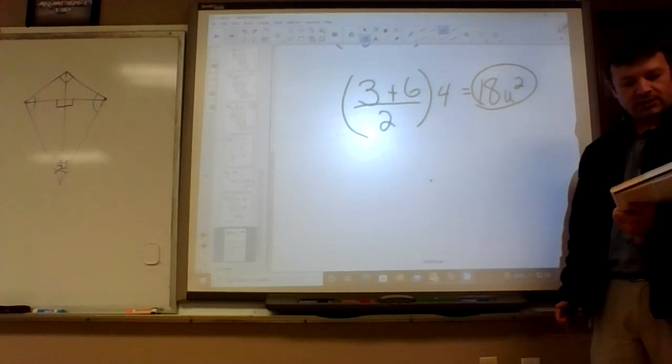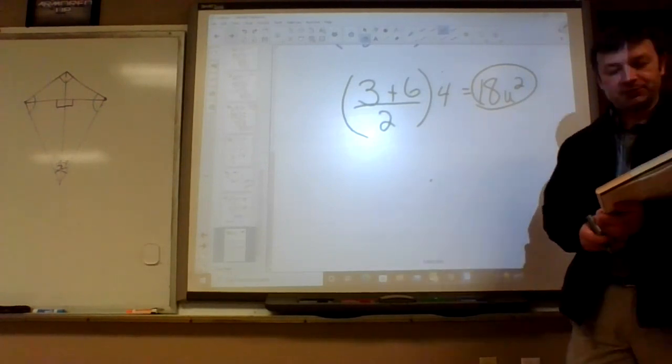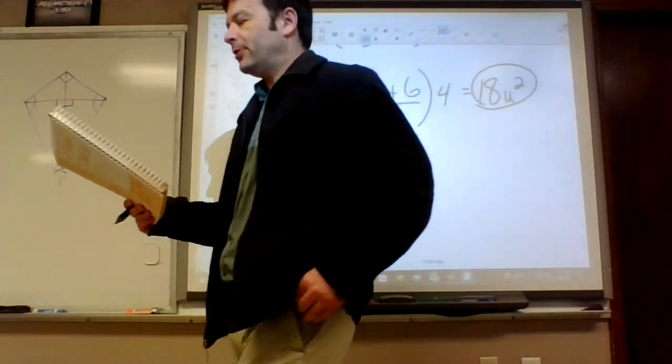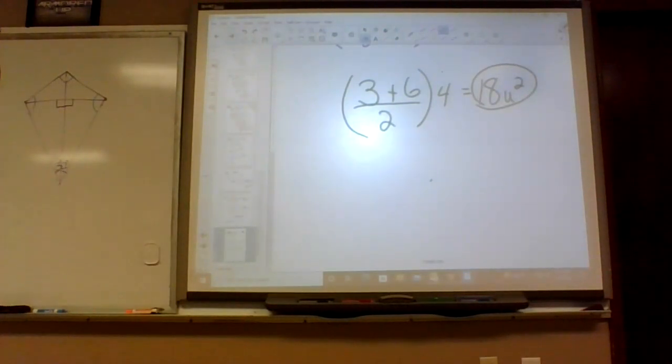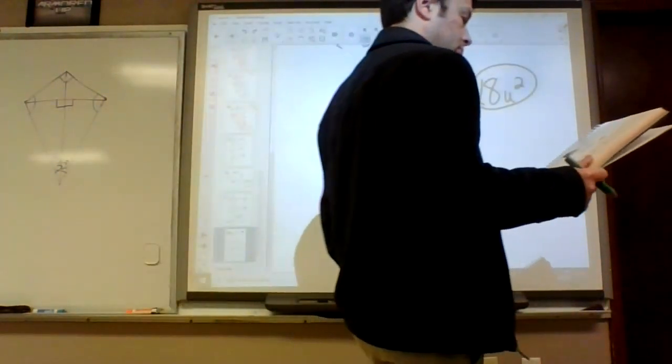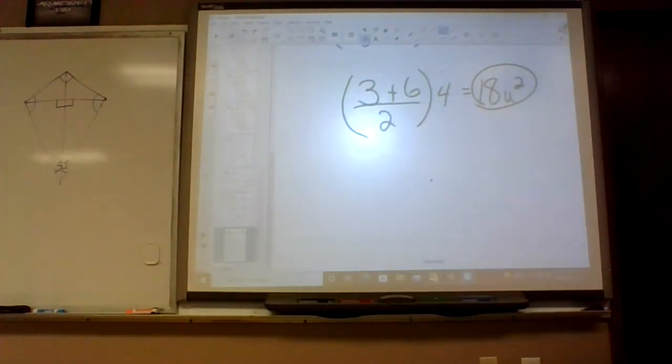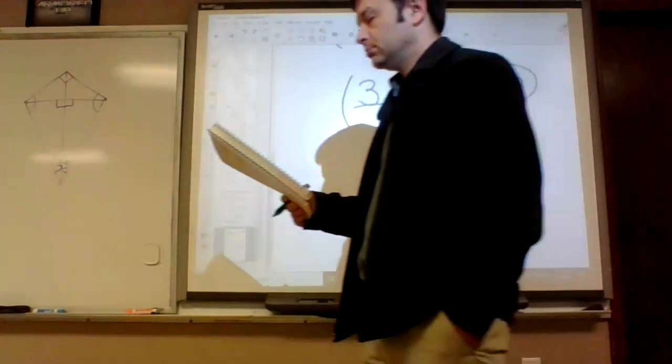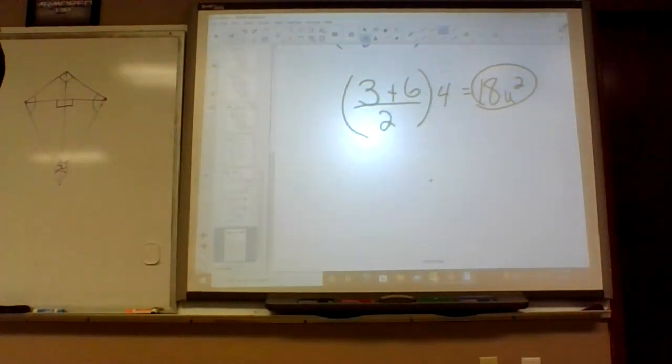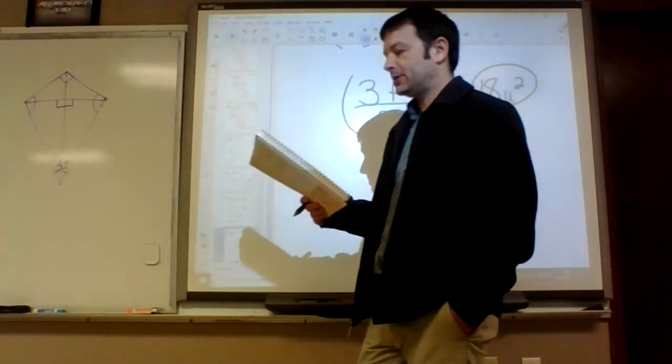Okay. 10 is obviously a kite, so you need the diagonals on that one too. Number 11, a rhombus with diagonals measuring 27 and 13. So what do we do with the diagonals of a rhombus? Multiply and divide by 2. What'd you guys get on that one? Nobody did it. What number is that? 175.5 centimeters squared.